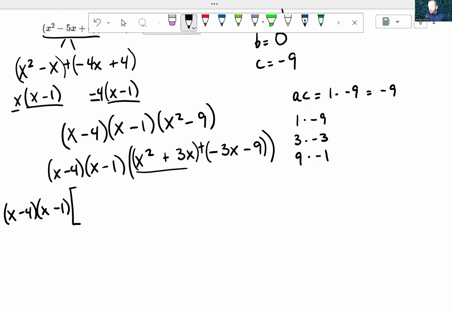So now we're going to find the greatest common factor for this part. That's going to be x. We're left with x plus 3. Now we're also going to write x plus 3 over here. And what times x is -3x? That's going to be -3. And then double checking, does -3 times 3 equal -9? It does.